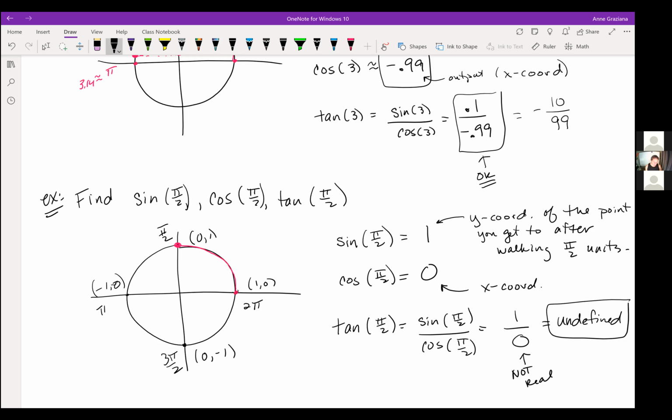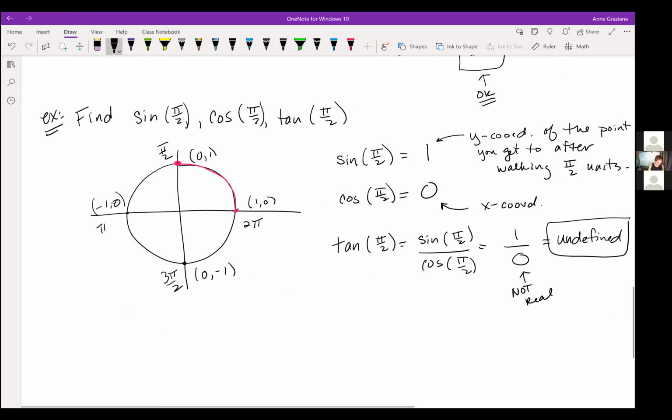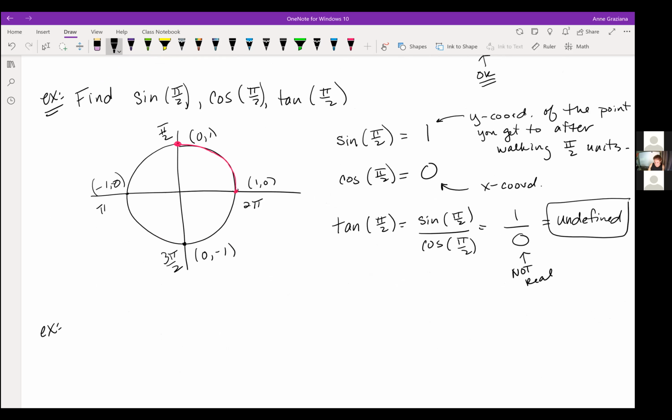And actually, the domain for tangent is, we just keep it simple, but what that means is pi over 2 and 3 pi over 2 are not in the domain of tangent. Everything else in between is. Okay, that's okay.